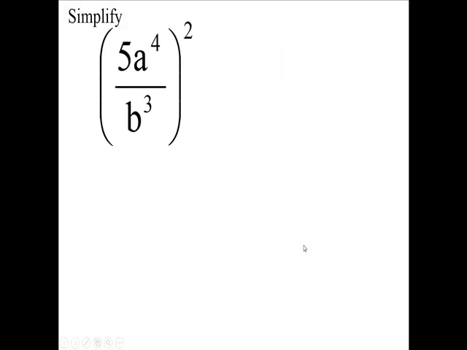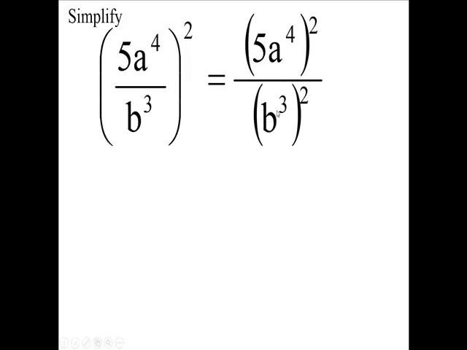All right? So this 2 is going to apply to the 5. You're going to have 5 squared. You're going to have 2 times 4 will be 8. And you're going to have 2 times 3 will be 6. So the 2 applies to the numerator. The 2 applies to the denominator.